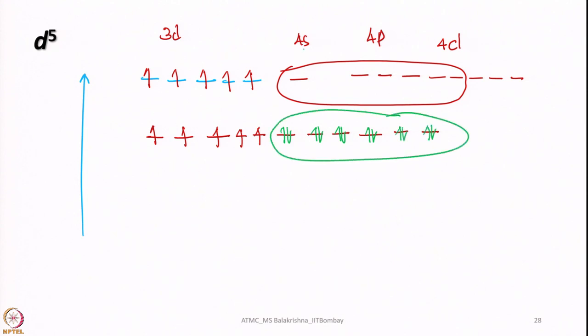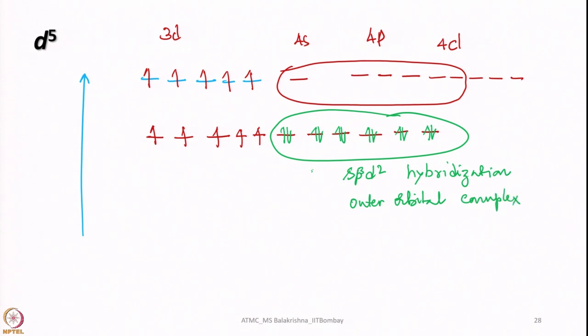Now we are using s and p and outer d orbitals. As a result, in the same sequence we can write the hybridization as sp3d2 hybridization. So here we have used outer d orbital, as a result it is called an outer orbital complex, and still it is paramagnetic. Also you can call it a high spin complex.